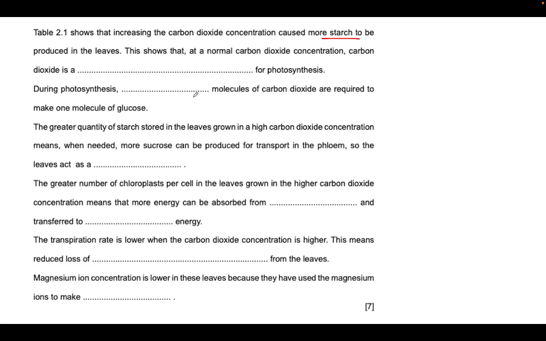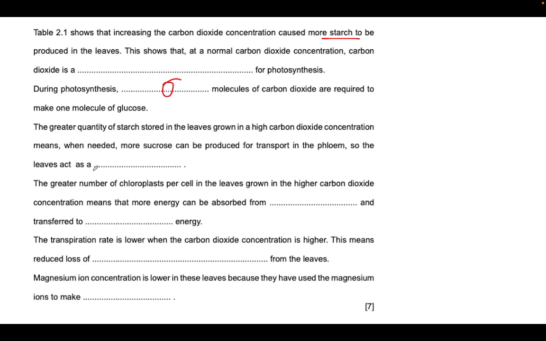For those who remember what I talked about, how many molecules do we need of carbon dioxide? There are 6. So we need 6 molecules of carbon dioxide, 6 molecules of water to make one molecule of glucose. I hope you guys remember that, yeah? The greater quantity of starch stored in the leaf grown in high carbon dioxide concentration means more sucrose can be produced to transport in the phloem. That one we talked about. We saw that the more we produce glucose, it will be turned into sucrose to be transported.